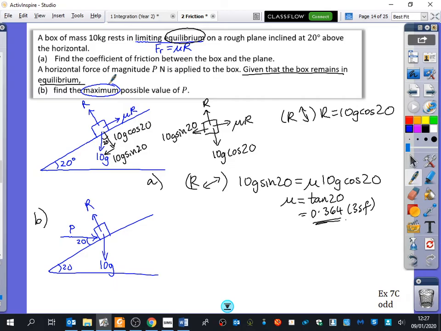Now, I want you to imagine, not necessarily being the block this time, I want you to imagine being the pushing force. There's a block on a slope, and you are pushing it as much as you possibly can so that it doesn't move. If you pushed it any harder, what would happen to the block? It would move up. Okay, if it moves up, tell me something else.